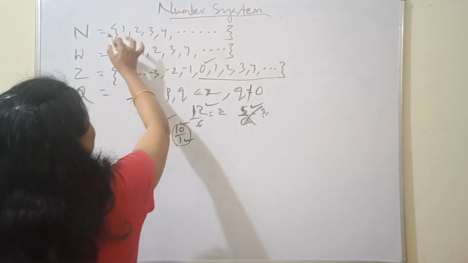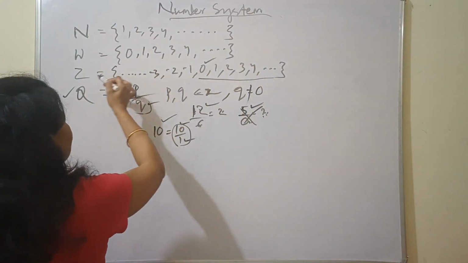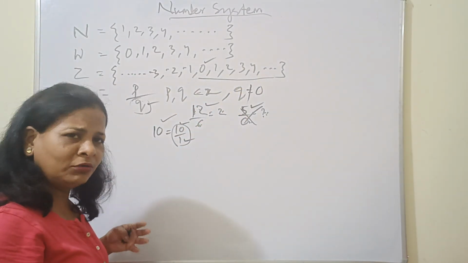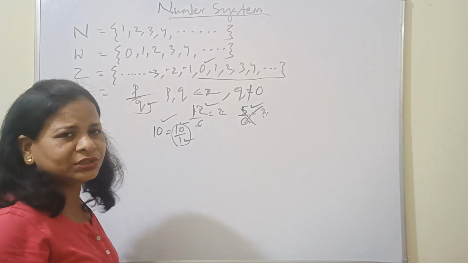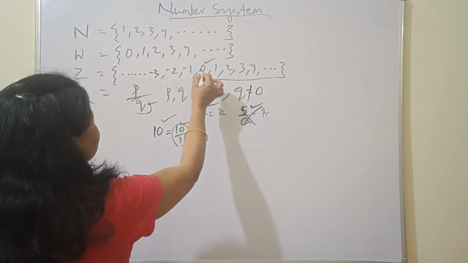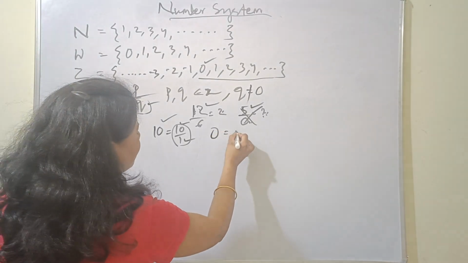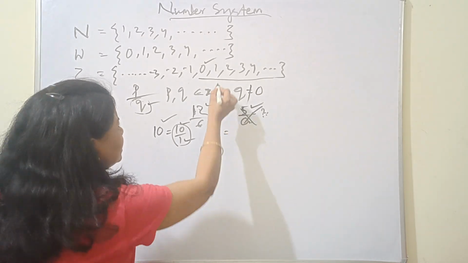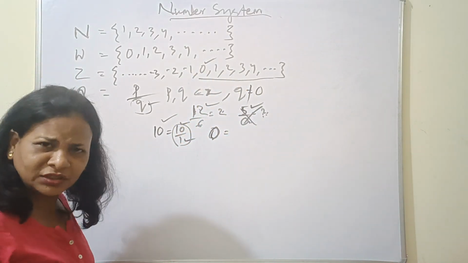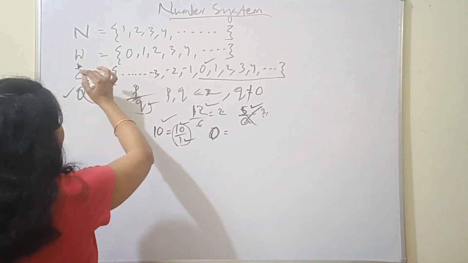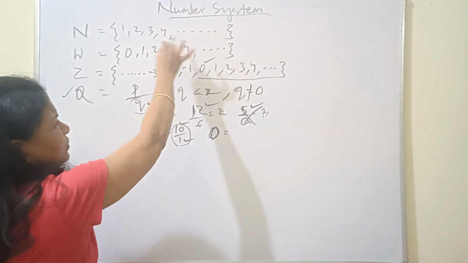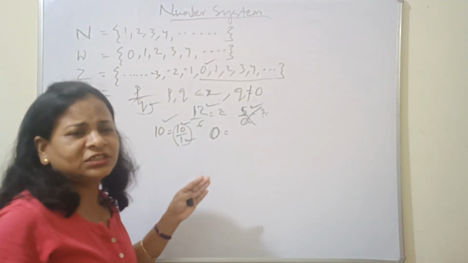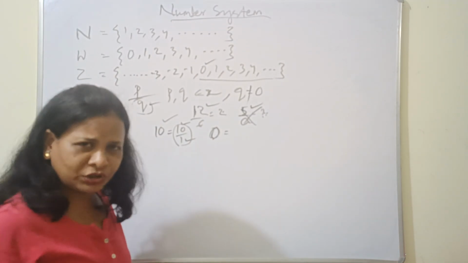So in that way, all the natural numbers, all the whole numbers, all the integers can be written in the form of P by Q, where P and Q are integers and Q is not equal to 0. Suppose you want to represent 0 in the form of P by Q. I told you that 0 is also a rational number, because all these sets have numbers which can be written in the form of P by Q, such that P and Q are integers and Q is not equal to 0.